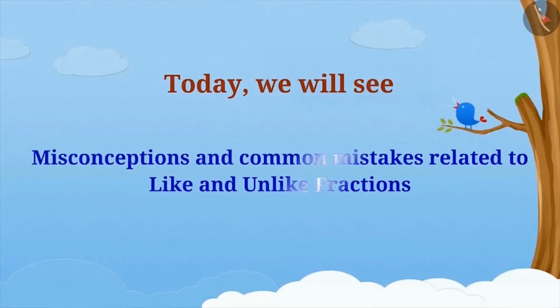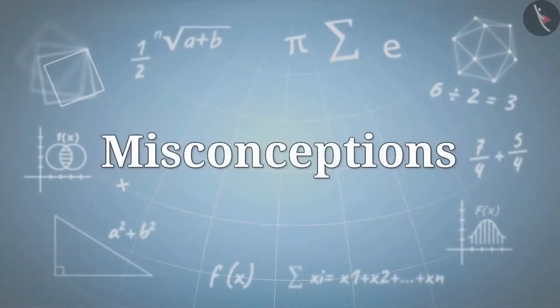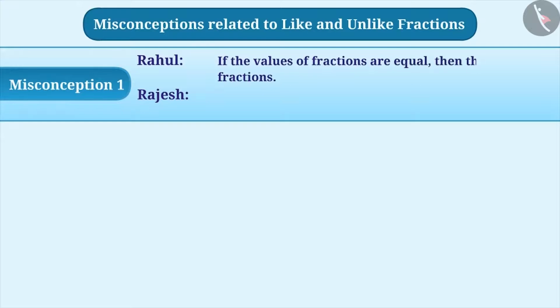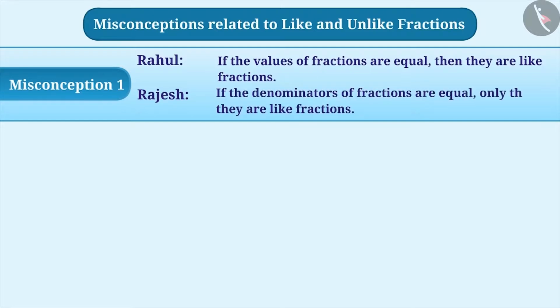Today, we will see some misconceptions and common mistakes related to like and unlike fractions. Misconception 1. Rahul and Rajesh were talking to each other. Rahul said that if the values of fractions are equal, then they're like fractions, whereas Rajesh said that if the denominators of fractions are equal, only then they are like fractions. Who is correct between the two of them?